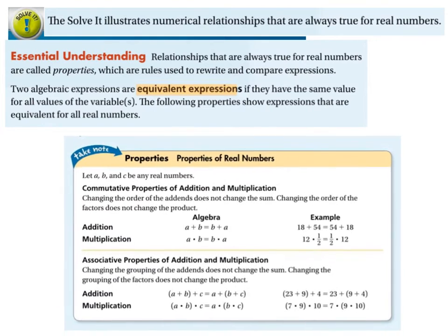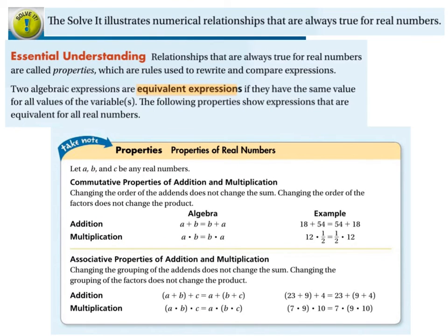Let me zoom this up a little bit. Okay. We have these rules for addition and multiplication called the commutative property, where we can change the order of the addends or the multiplicands, and we get the same number. A plus B is the same as B plus A. 18 plus 54 is the same as 54 plus 18. And A times B equals B times A. 12 times 1/2 equals 1/2 times 12, for example.